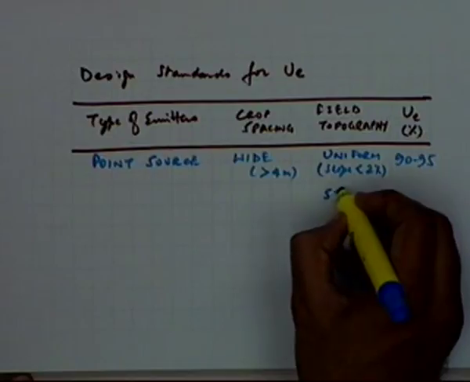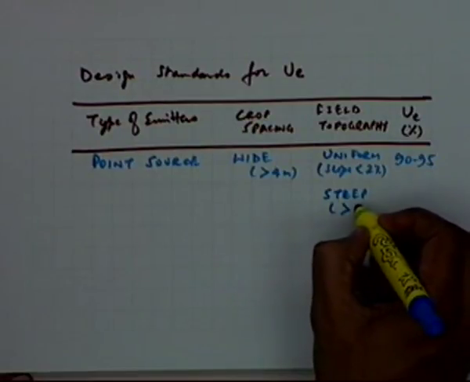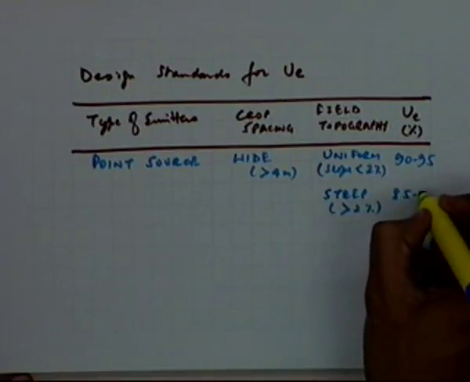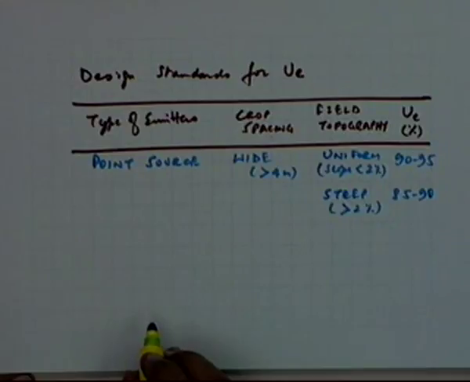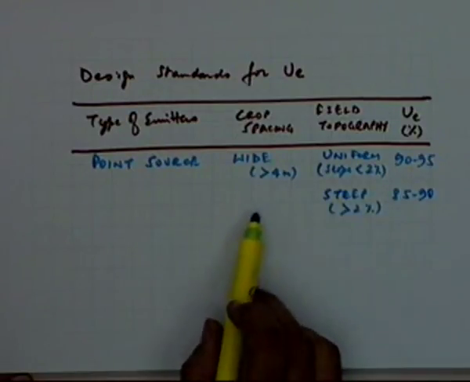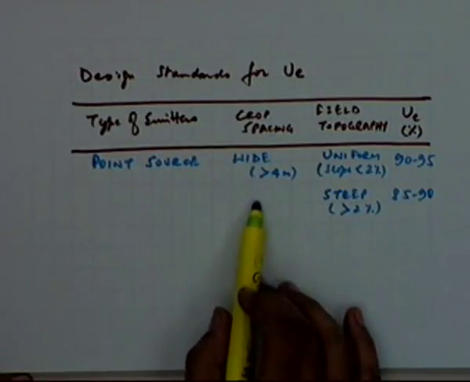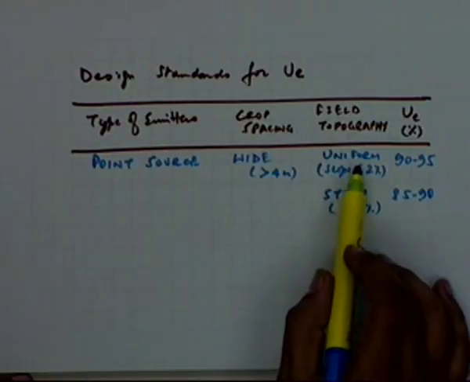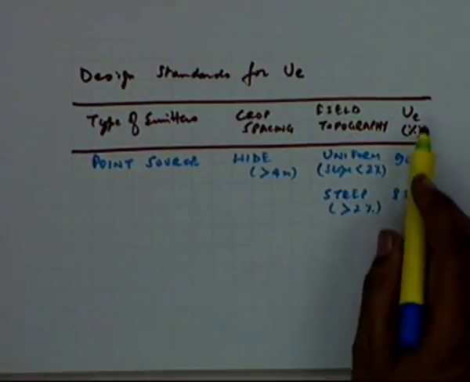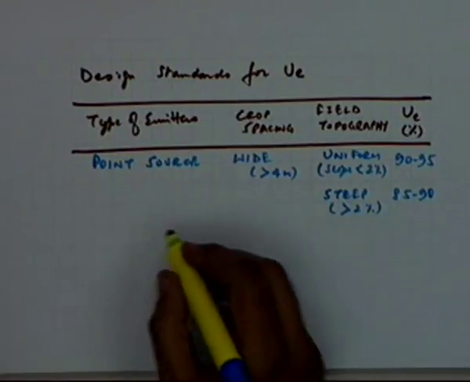If you have steep slope, which is greater than 2%, your emission uniformity will reduce in comparison to the previous case. Now, in this case, everything else is same. You have the point source, you have the wide spacing crop, but your field topography is steep or undulating, then this will be the achievable uniformity coefficient or emission uniformity as is known in this case.